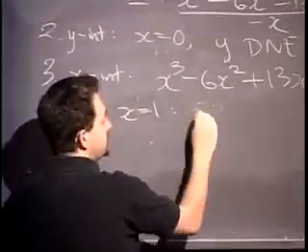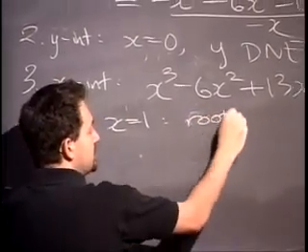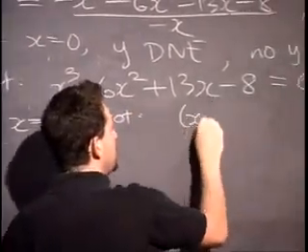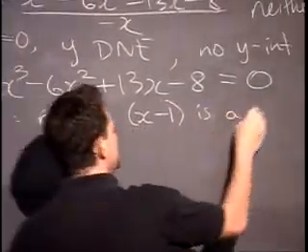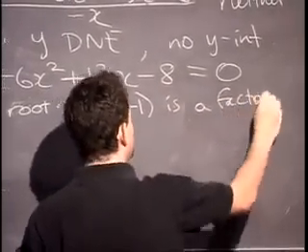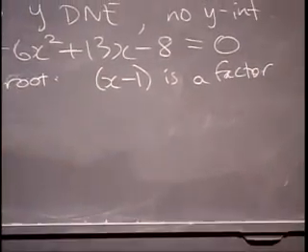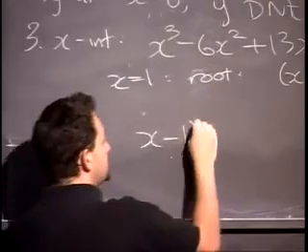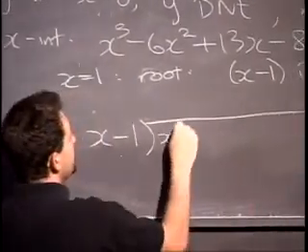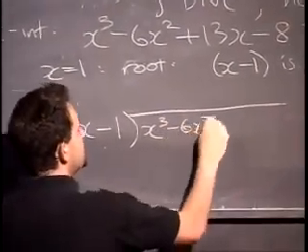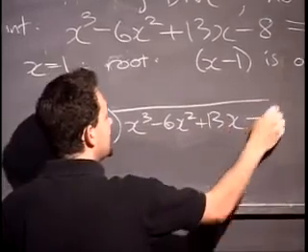Or x equals 1 is a root. This means that x minus 1 is a factor. So unfortunately, we're going to have to do a long division to find out what the other factors are. So let's put x minus 1 into x cubed minus 6x squared plus 13x minus 8 and do a long division.